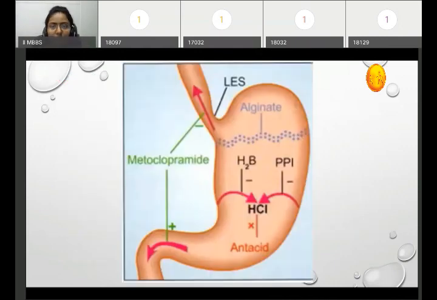This is the treatment of GERD. Here you have to add metoclopramide as prokinetic, then alginate, which forms a layer over the esophageal opening and thus prevents its reflux. And then you have to add antacids also here.